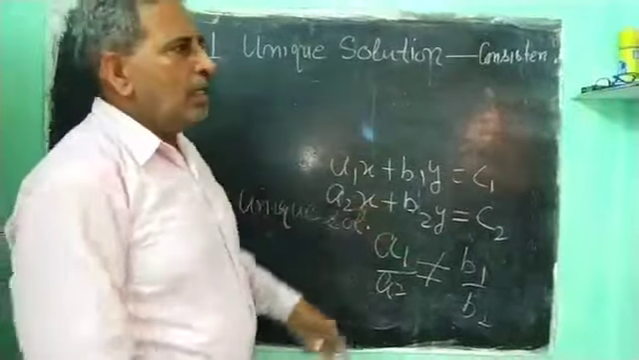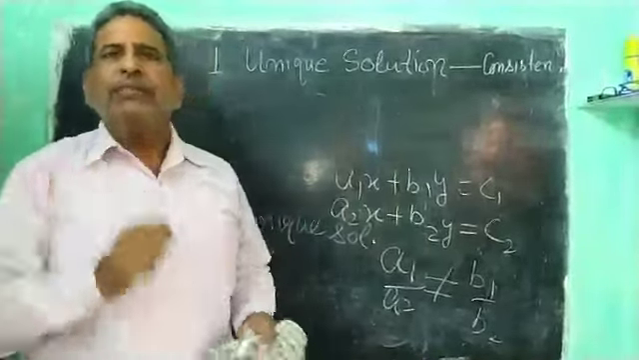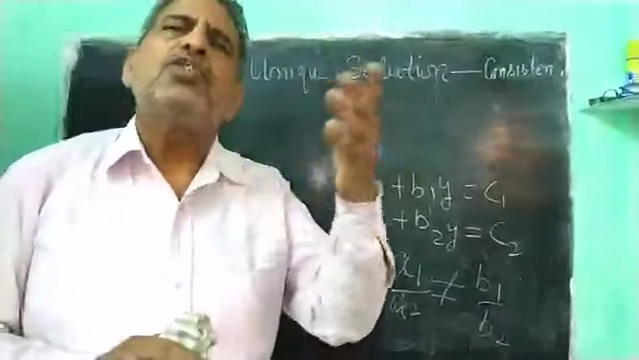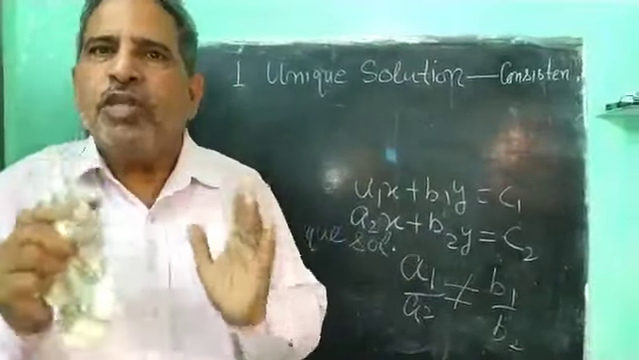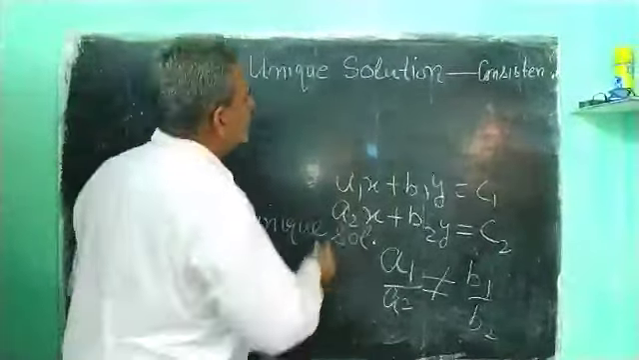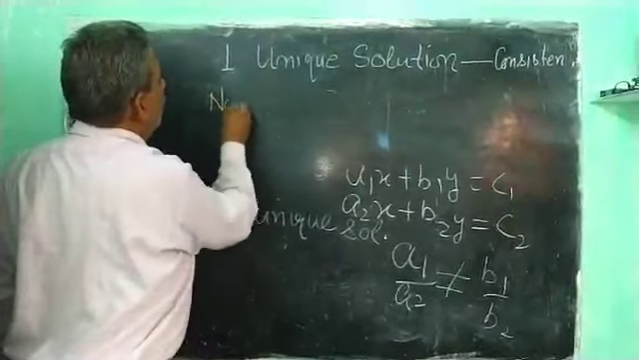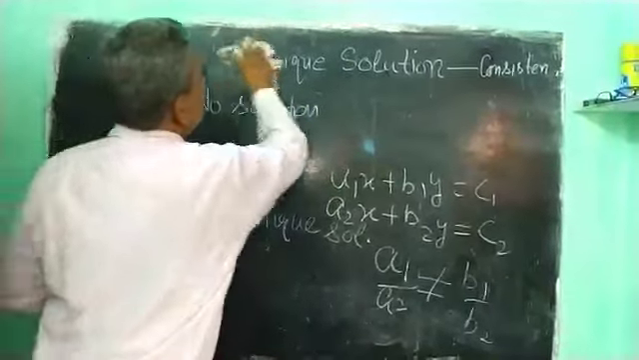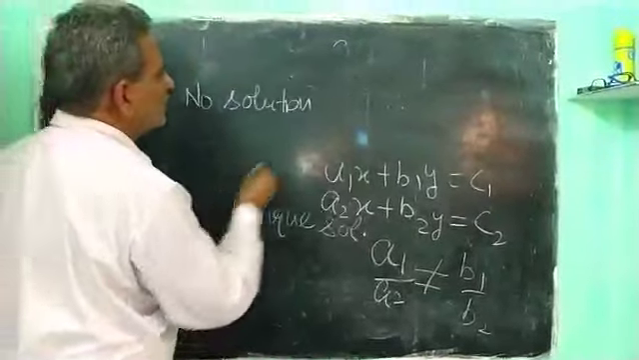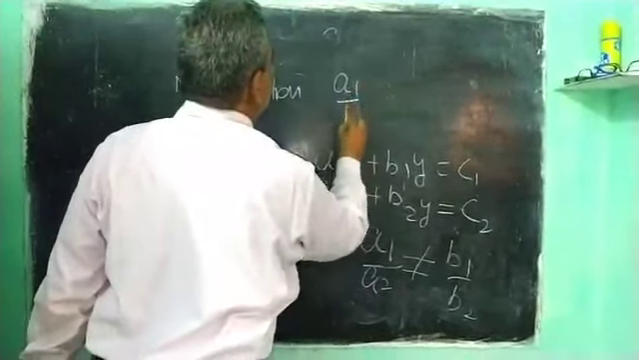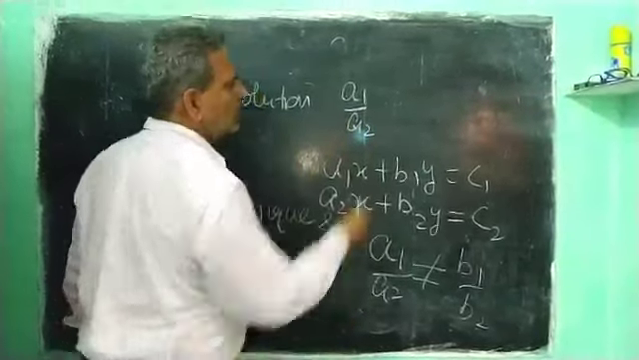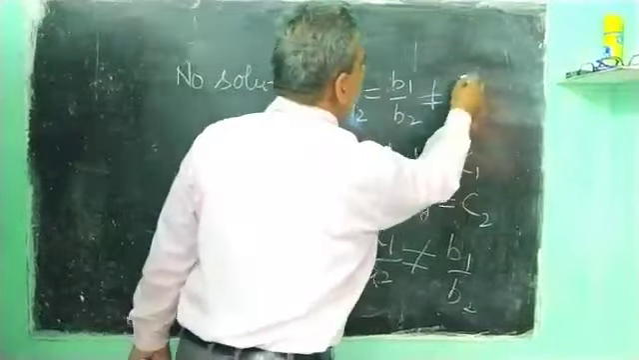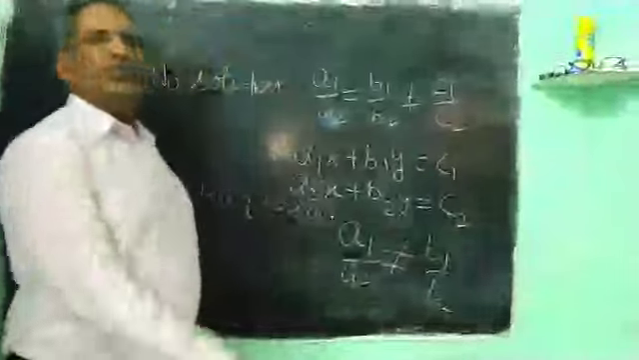For no solution, that means what? We are having two different kinds of equations and there is not any common solution. For that, what do we do? For no solution, a1 upon a2 is equal to b1 upon b2 but not equal to c1 upon c2.